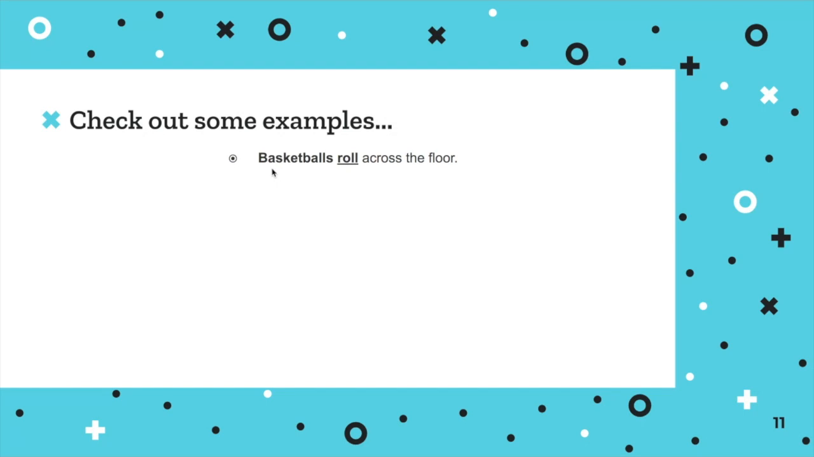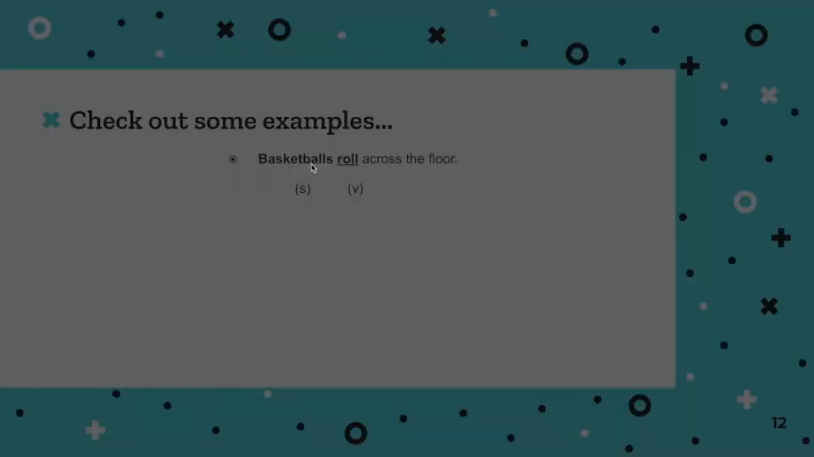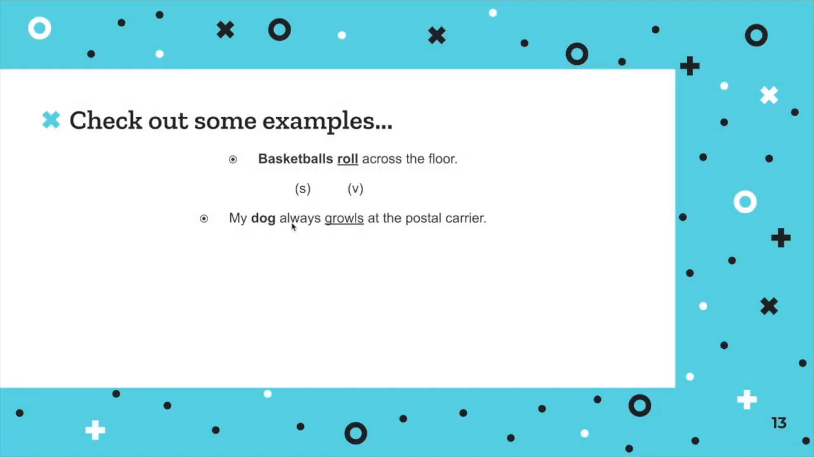Example number one. Basketballs roll across the floor. Now, in this sentence, basketballs will be the subject because it's what the sentence is about. Now, what are the basketballs doing? Roll across the floor. So in this sentence, the verb will be "roll" because it's telling us what the subject, what the basketballs, are doing. Next example. My dog always growls at the postal carrier. Now, in this sentence, the subject will be "dog" because it's who or what the sentence is about. Now, what is a dog doing? Growls at the postal carrier. So in this sentence right here, the verb will be "growls" because it's telling us what the dog is doing.